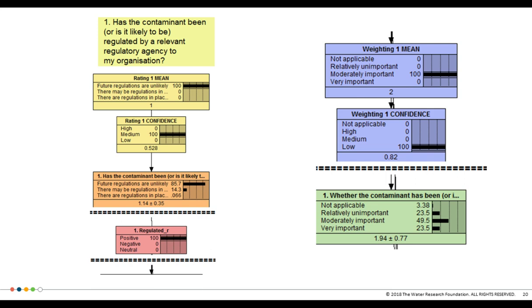That carries over then into the blue box, where we then identify for each of these criteria, each of the 11 criteria in the process, how important they are in a relative sense.